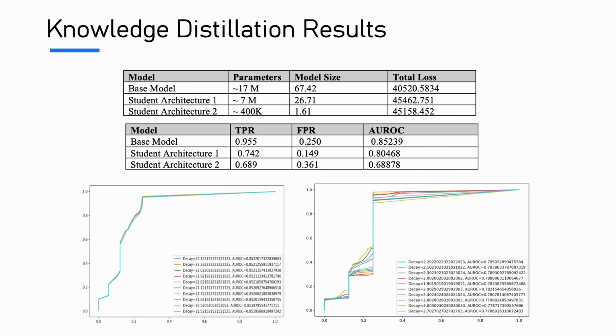Further, it can be observed that student architecture 1 leads to a relatively better area under the ROC curve performance, but there is a loss in the true positive rate, whereas student architecture 2 has very poor performance in all metrics. This implies that the convolution layer contains important information necessary for OOD detection, and hence the layer cannot be removed from the architecture.